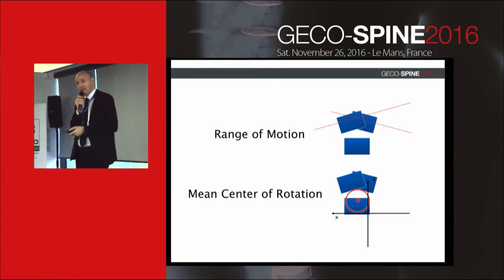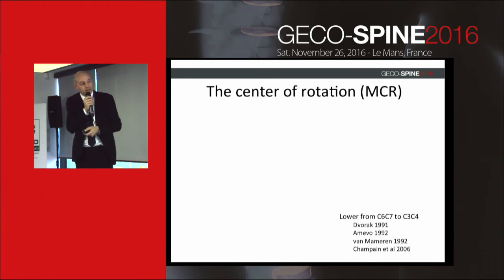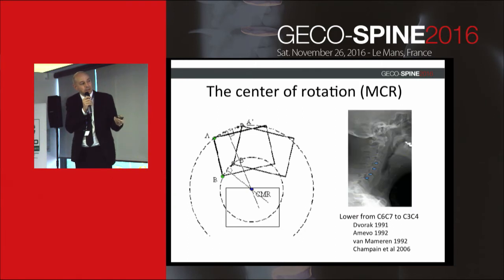So instability in terms of range of motion means an excess of range of motion in flexion extension, or at least rotation or translation. But we've seen earlier this morning that the center of rotation is kind of the quality of the movement, and this quality, in my opinion, is a key point for discussing instability. The center of rotation is different from one level to the other. It was investigated a pretty long time ago based on standard X-rays in flexion extension, with slight differences of location of the center of rotation depending on the level of the cervical spine.